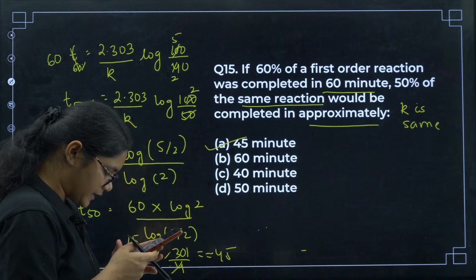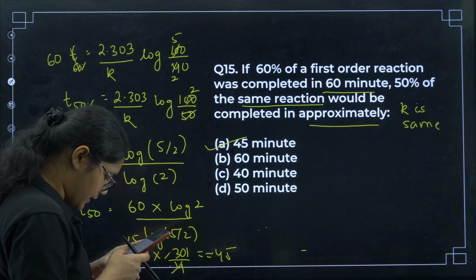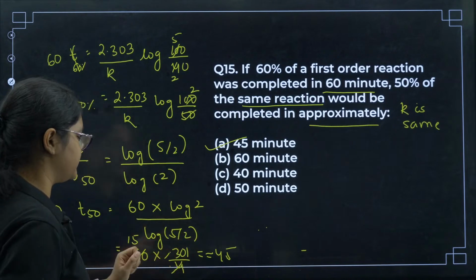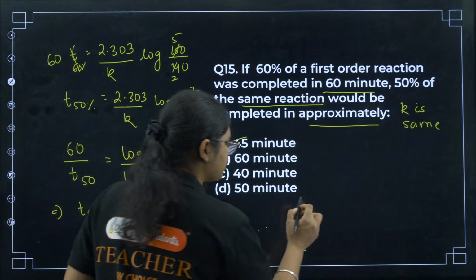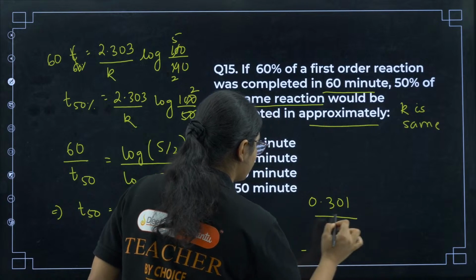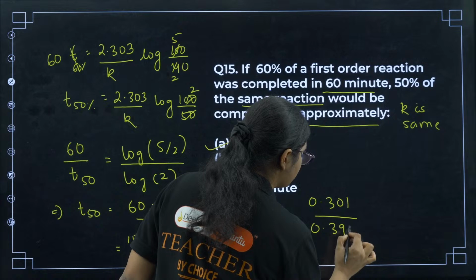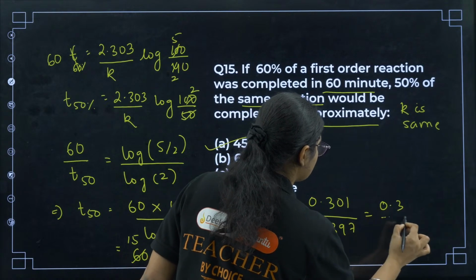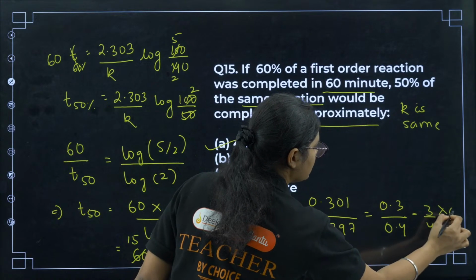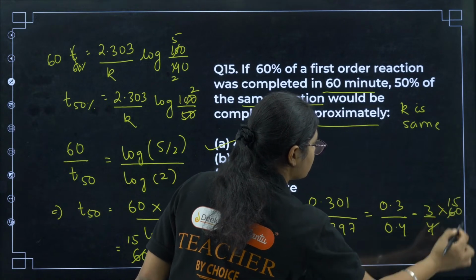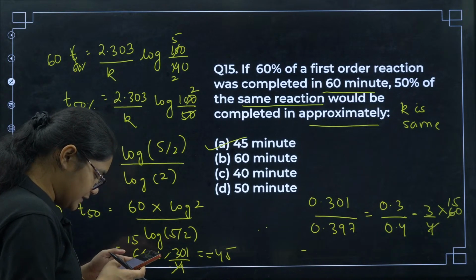Students, please do the calculation properly. Those who are getting D, it is wrong. Shreya, hi dear, please check the calculation. Log 2 by log 5 by 2. Log 2 is 0.301. Log 5 by 2 is log 5 minus log 2, which is around 0.397. So I can take it as 0.3 by 0.4, that is equal to 3 by 4. Now 3 by 4 into 60, how much will I get? 45 minutes. I hope this question is clear.